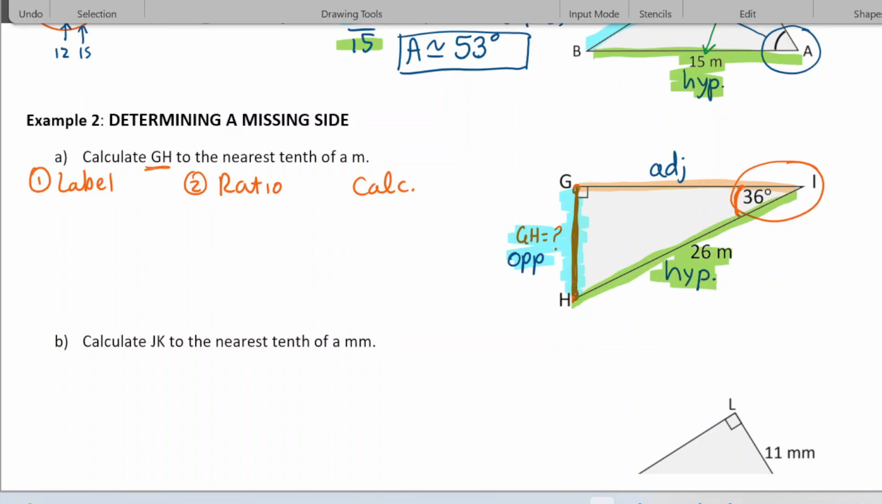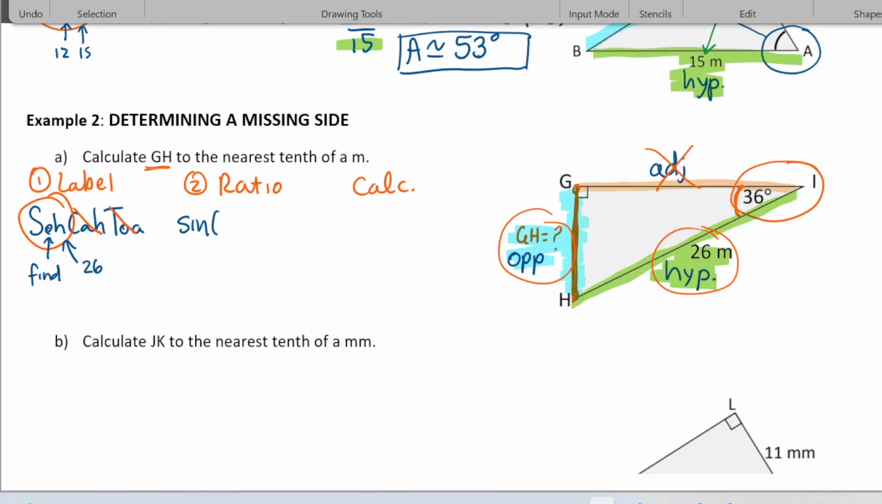Okay, so let's write down SohCahToa and see which ratio I want to use in this question. I don't want to use any ratios involving adjacent because I don't have the adjacent and I'm not asked to find it. I am asked to find the opposite and I have the hypotenuse. So I want to use the sine ratio because I want to find this and I have the hypotenuse, which is 26. So let's write the ratio down and then do our calculation.